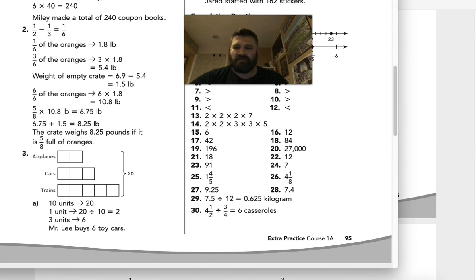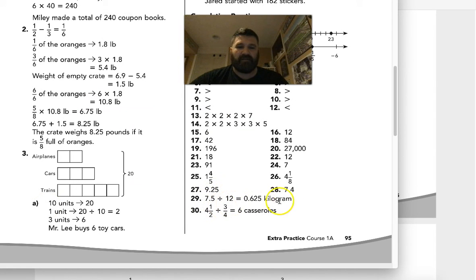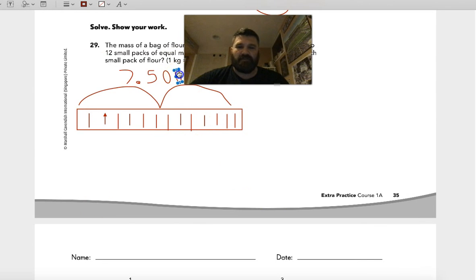So then that should give you your answer right there. 29 would be 0.625. And hopefully you realize that you don't really need the zeros at the end. We talked about that in class. So really you have 7.5 divided by 12.